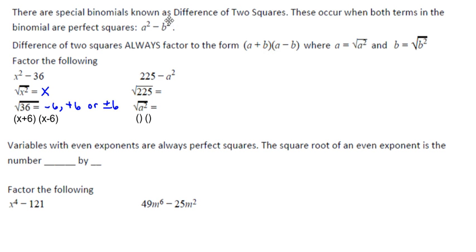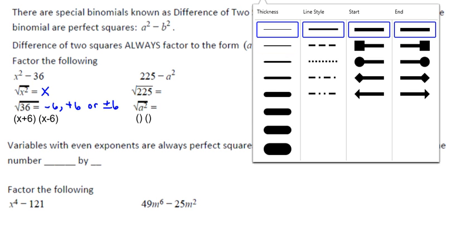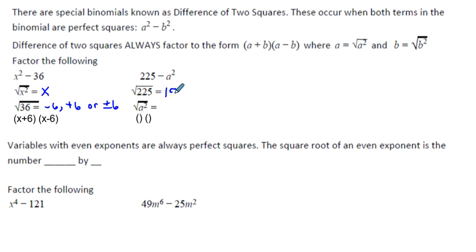And now looking at our next one, we have 225. What is the square root of 225? Well, the square root of 225 is 15. And the square root of a squared, well, we saw the square root of x squared is x. The square root of a squared is a. And so we can write our answer. Now we've got 15. I'll put my minus first this time. 15 minus a. Of course, it does not matter because of our commutative property of multiplication, and 15 plus a.